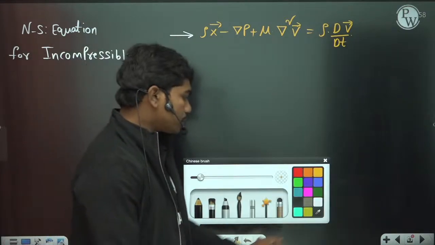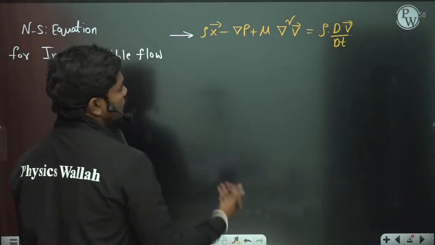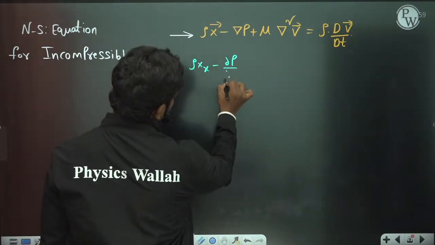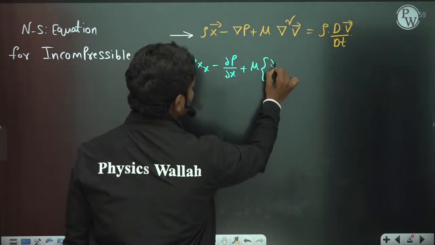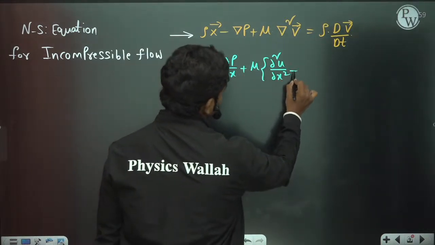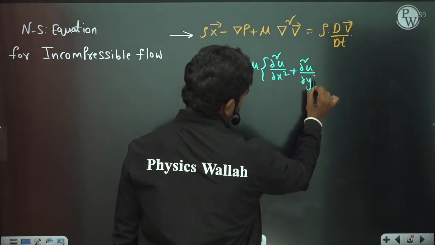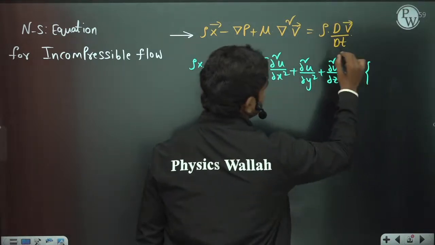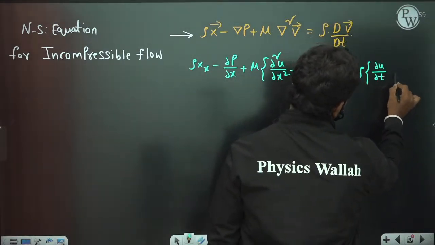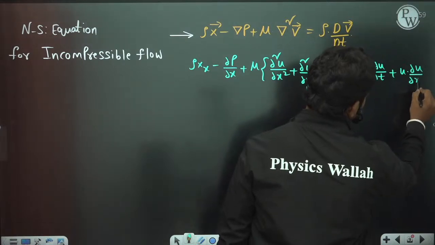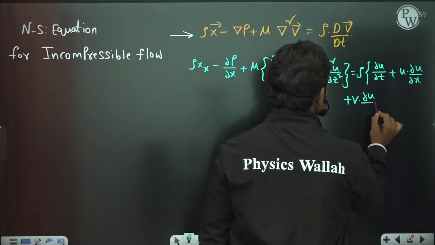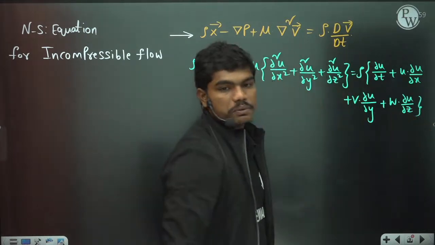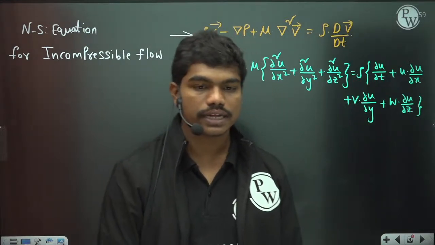If you split the equation into 3 terms, in the x, y, and z coordinates, you get rho g x minus dou p by dou x plus mu times of dou square u by dou x square plus dou square u by dou y square plus dou square u by dou z square, equal to density times the acceleration, which is dou u by dou t plus u dou u by dou x plus v dou u by dou y plus w dou u by dou z. This is the Navier-Stokes equation in the x direction.